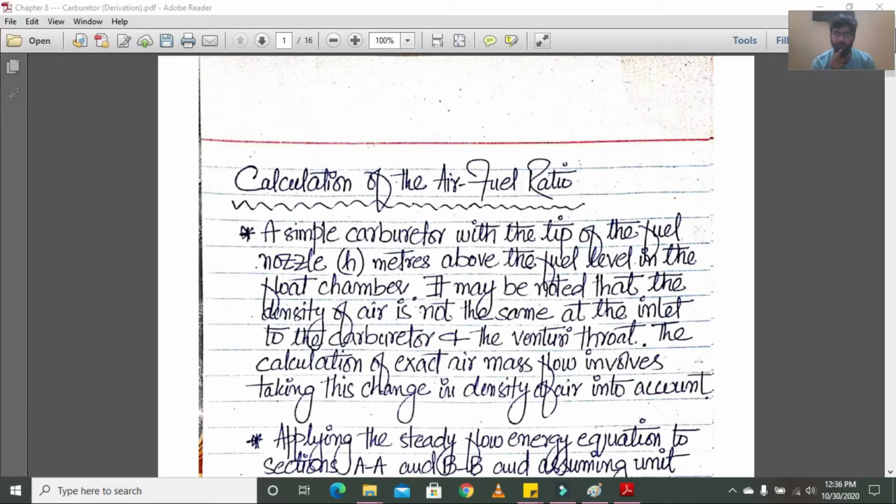We are recording the fourth video lecture tutorial for the topic of the carburetor. As I mentioned in the last video tutorial, we have completed the theoretical portion of the topic carburetor, and now we will do the derivation for the calculation of the relation for the air fuel ratio. So we will start from here today.